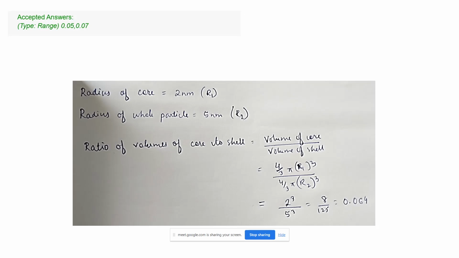So radius of core, it says 2 nanometer. Radius of whole particle is 5 nanometer. So the ratio of the volumes would be volume of core divided by volume of shell. That is 4 by 3 pi r1 cube by 4 by 3 pi r2 cube. So basically this is r1 cube by r2 cube, that is 8 upon 125. This is the ratio, which is 8 by 125. But since it is asking for a number, you have to convert it into decimal, that is 0.064.